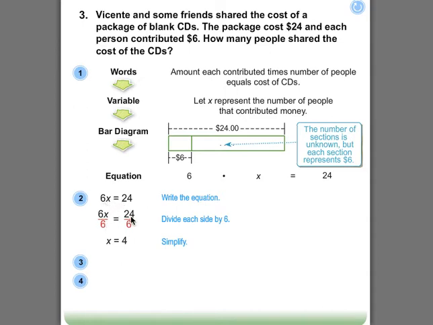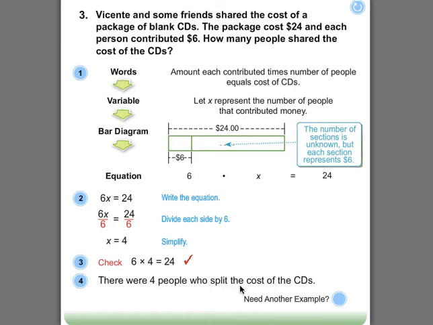6x divided by 6, 24 divided by 6, x equals 4, and we can check and substitute in our answer. 6 times 4 is 24. So there were 4 people who split the cost of the CDs.